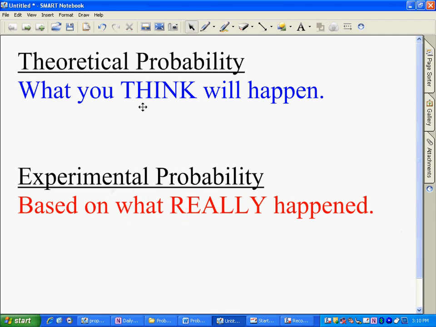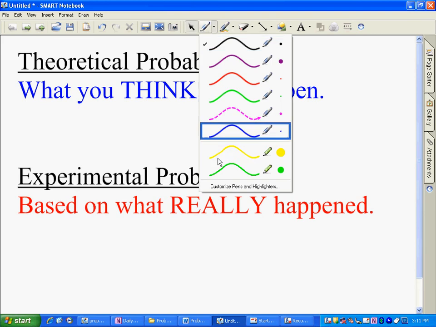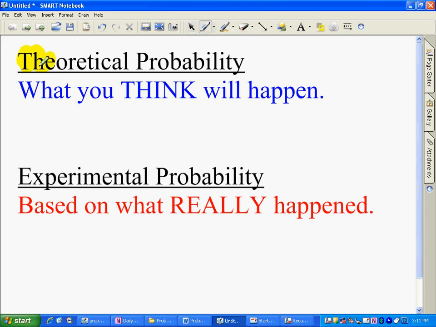Alright, I'm going to talk to you about probability, and what I want you to realize is that there's two types of probability. There's theoretical probability and there is experimental probability. Theoretical probability is in theory, and you can see that from the word, it doesn't say theory, but you get the idea that in theory, what do you think is going to happen? Experimental probability is based on what actually happens.